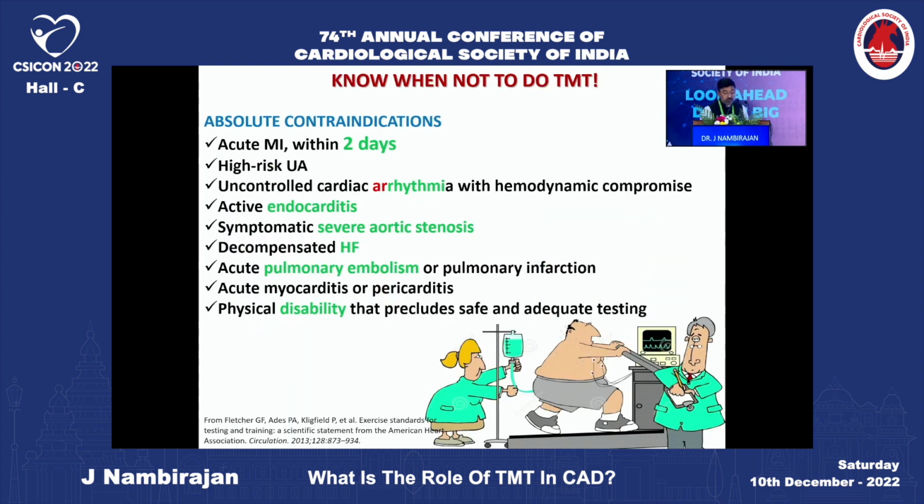So we should know the absolute contraindications of when not to do a treadmill or a stress test, especially in an acute MI setting within 2 days: high risk unstable angina, uncontrolled arrhythmias, endocarditis, severe aortic stenosis, decompensated heart failure, acute pulmonary embolism, acute myocarditis, and physical disability.